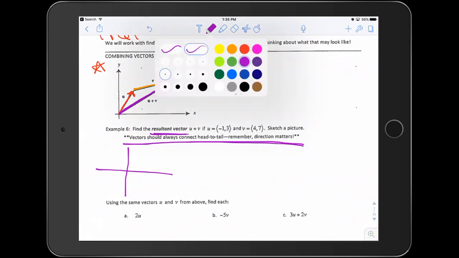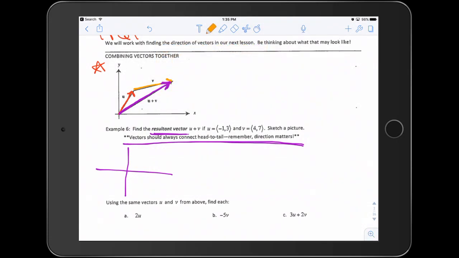And again, I'm going to switch colors just so you can see. It asks you to draw a picture. So let's draw the u vector first. I have a -1 movement, then 1, 2, 3 up. So here is my u vector. Now I want to add the vector v to this u vector, and I'm going to put u here so that you see it.